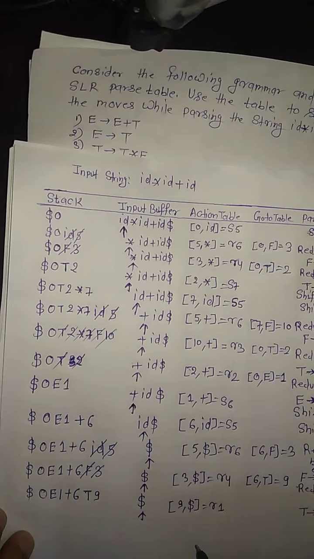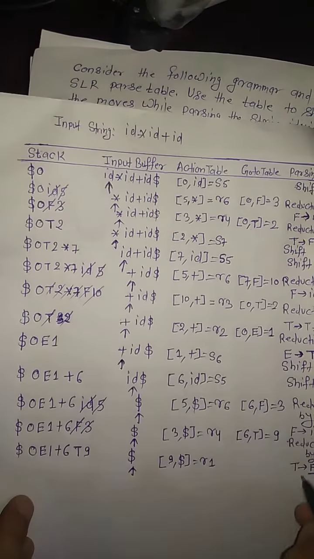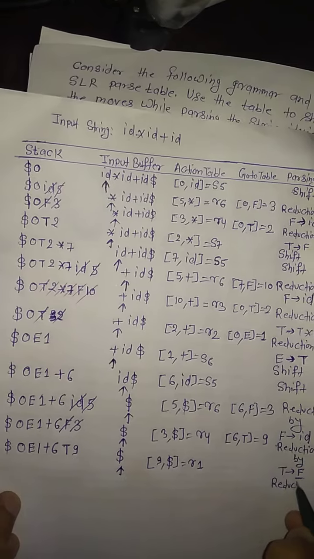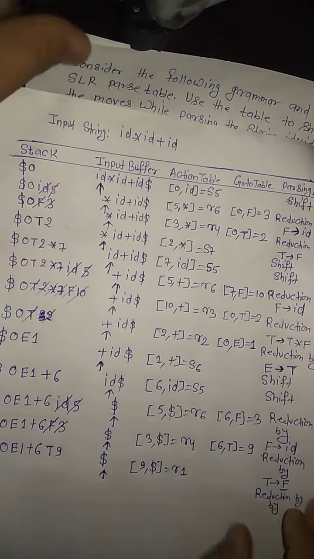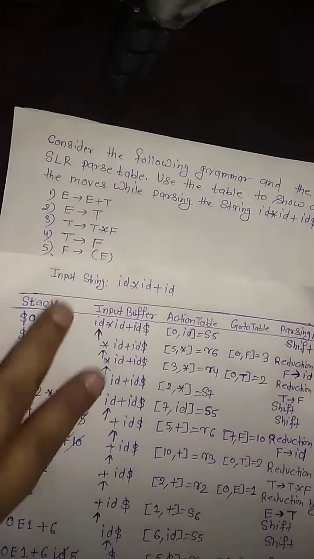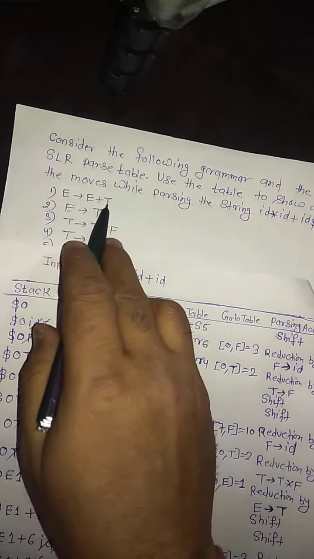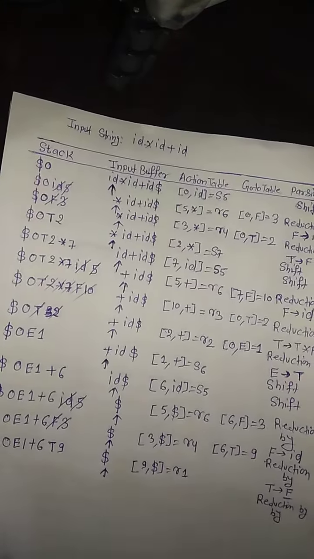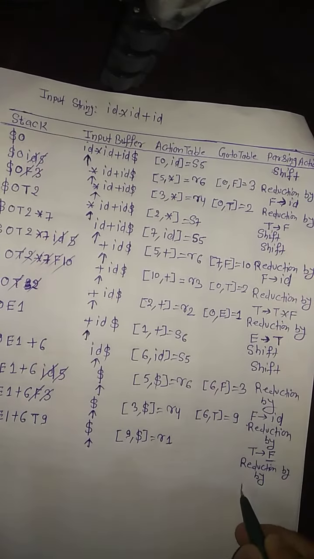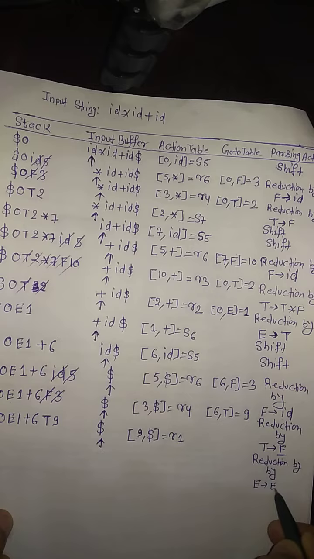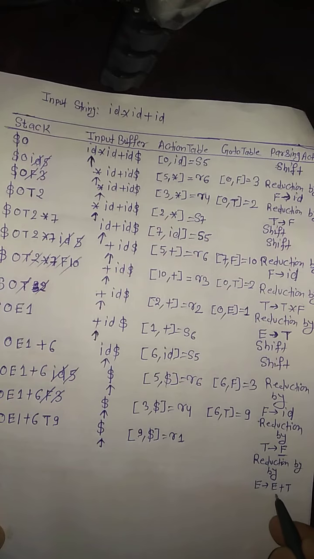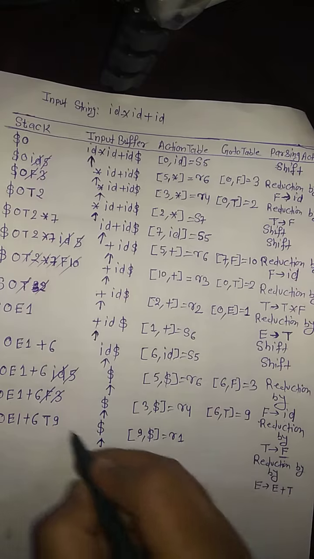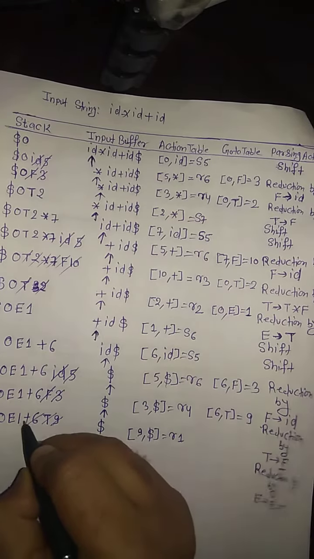And what is the meaning of R1? R1 means reduction performed by first number of production. And what is the first number of production? So you see first number of production is E derive E plus T. So you write here E derive E plus T. What is the length of the body of this production? So length of the body of this production is 3. You multiply 3 with 2. You get 6. It means you have to pop 6 symbols from the top of the stack.